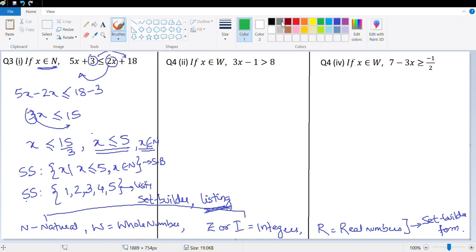Let's look at question number 4, part 2. It says if x belongs to whole number and 3x minus 1 is more than 8, we need to solve this equation.